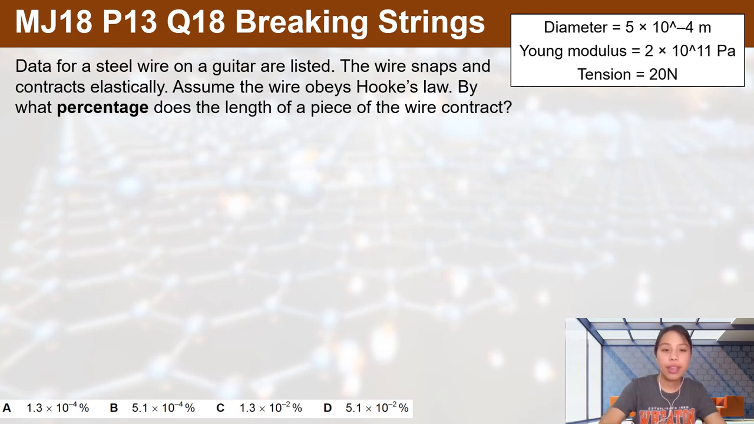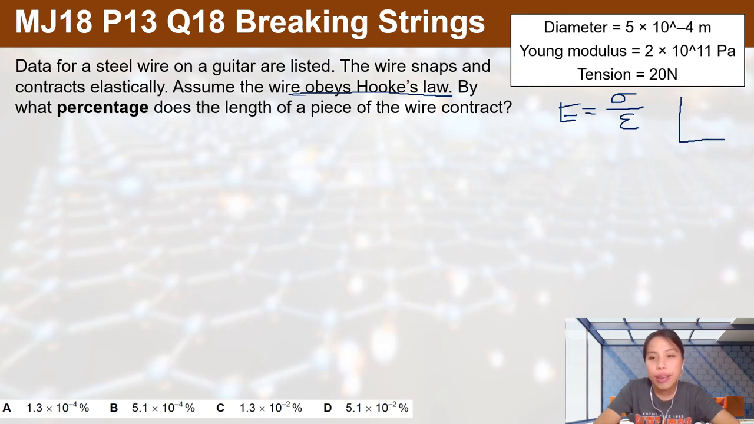So here, lots of stuff to think about. Whenever you see the words contract, Hooke's law, percentage, or Young's modulus, make sure you write down the Young's modulus equation. Young's modulus is stress over strain. Okay, so what information is given to us? The wire snaps and contracts elastically. Assume the wire obeys Hooke's law. It's basically telling you that if you have a graph and it obeys Hooke's law, then it's linear like that. You can say the same for an F-x graph or a stress-strain graph. So it's in the straight line region, so yes, you can use your Young's modulus. Okay, good. We can use our values.